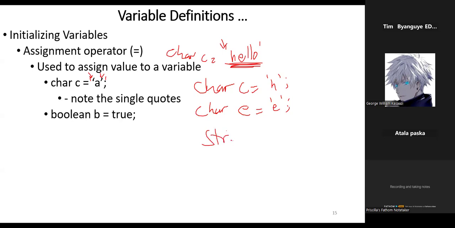I would rather create a string S and give it the word hello. Also, I cannot create this as a string and use single quotes there and there. That would also be another error.